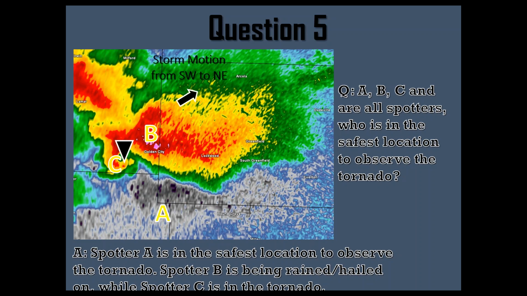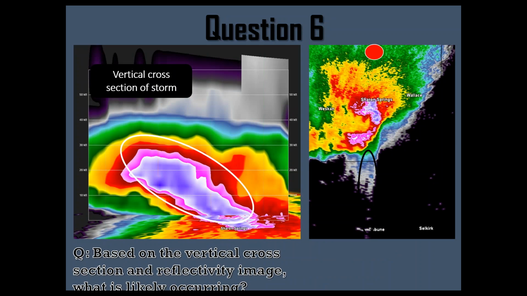You're still looking, maybe in between cloud flashes, so it can be quite difficult. Question number 6, I think this might be the last one. We're looking at a cross section of a storm. This is May 14th of 2018 out near Goodland, Kansas.